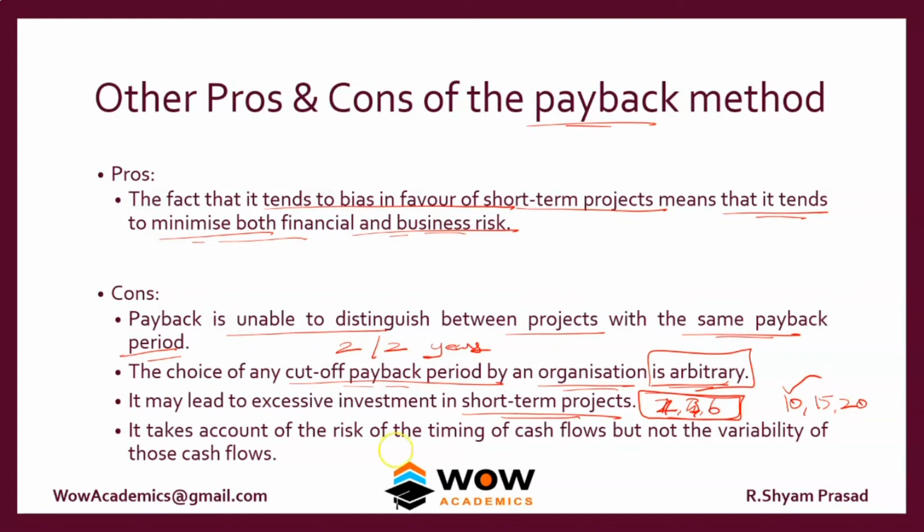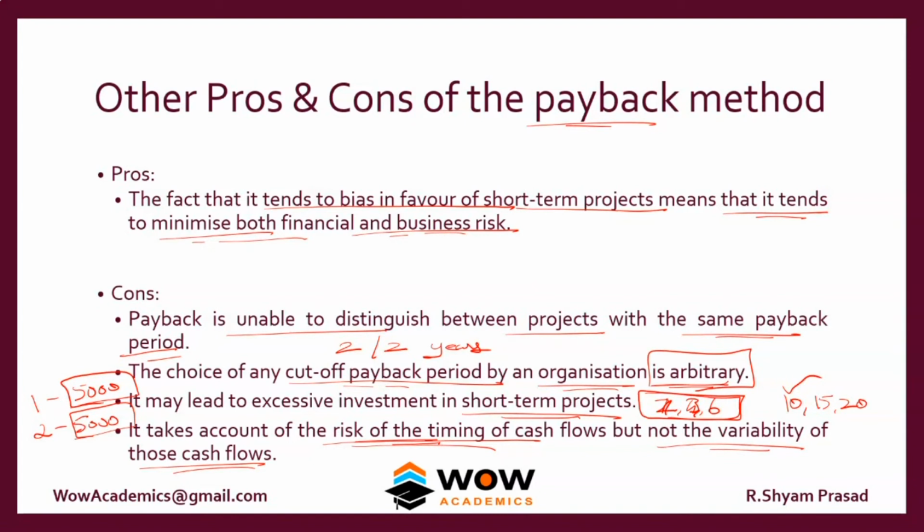It takes account of the risk of the timing of cash flow, but not the variability of those cash flow. So it says that in the year 1 we will receive 5,000, in year 2 we will receive 5,000, like that it tells. So it tells you the timing of cash flow, but doesn't tell what is the surety that we will receive 5,000 in the first year. What is the surety that we will receive 5,000 in the second year? So it does not tell the variability.